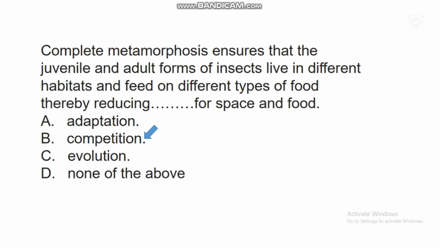In this question, the correct answer is B. Competition. So, when insects undergo complete metamorphosis, the juvenile and adult forms live in different habitats, and as they live in different habitats, they feed on different types of food. This helps to reduce competition for space and food. And that's one of the differences between complete metamorphosis and incomplete metamorphosis.